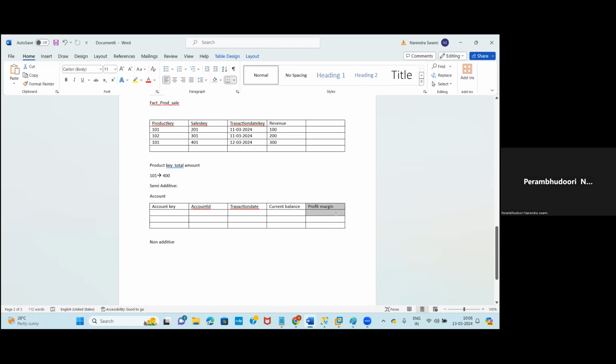This is already generated. By default, it is coming, right? So that is why it is non-additive.